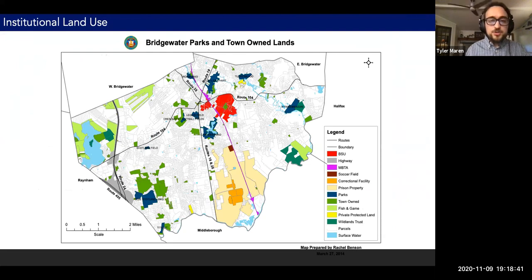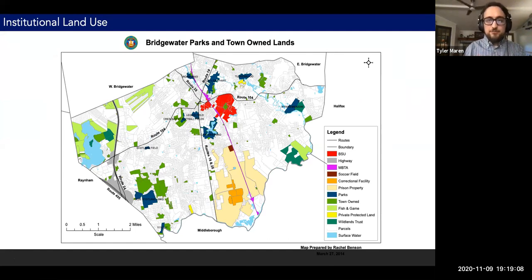So one major category for understanding Bridgewater's land use that might not be as important in other towns is the category of institutional land. In the assessor's database, a few different things get lumped in under that. That's where most town-owned land gets lumped. It's where all the state-owned land gets lumped, and a few parcels of nonprofit land.